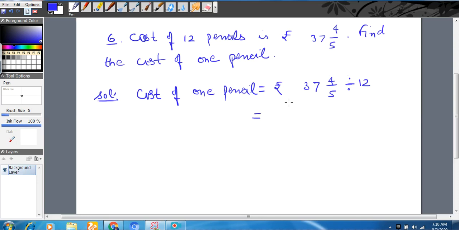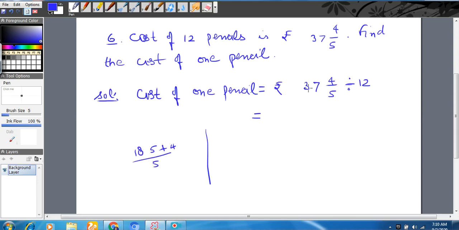Now this is a division with rational numbers, so we have to multiply. This is the mixed fraction 37 and 4/5. We have to convert it into improper fraction. Now multiply 37 with 5, then add 4. This is a rough work I'm going to do here. This is 185, and plus 4 upon 5.